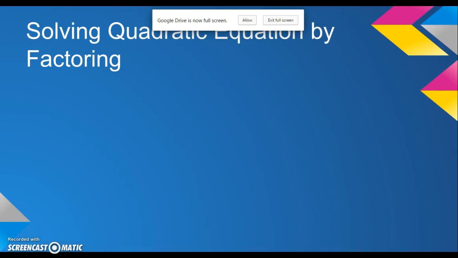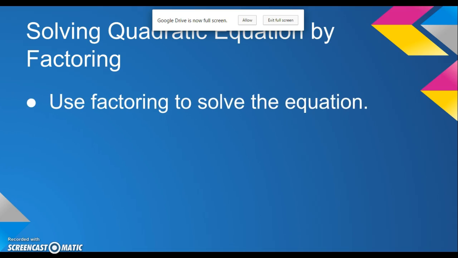Now, solving a quadratic equation by actual factoring. This is just like regular factoring, with binomials, polynomials, and trinomials, but you're doing it with an equation. So use factoring to solve the equation. For example, x squared minus 10x plus 25. Let's solve this here.